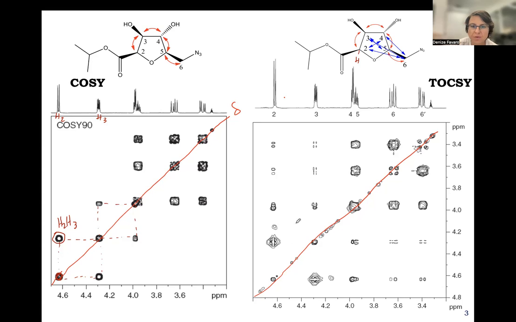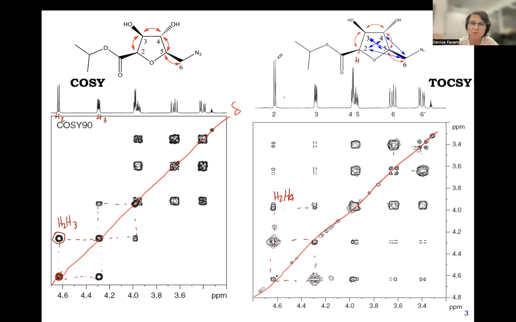But look how different is the information that I have in the TOCSY experiment. In the TOCSY, I not only see a correlation between H2 and H3, but I also see a correlation, for example, between H2 and H4, even though H2 and H4 are not directly coupled to each other. I see this correlation between H2 and H4, right? Because H2 is coupled to H3 and H3 is coupled to H4. So as H2 transmits the information to H3, H3 is able to transmit the information to H4.